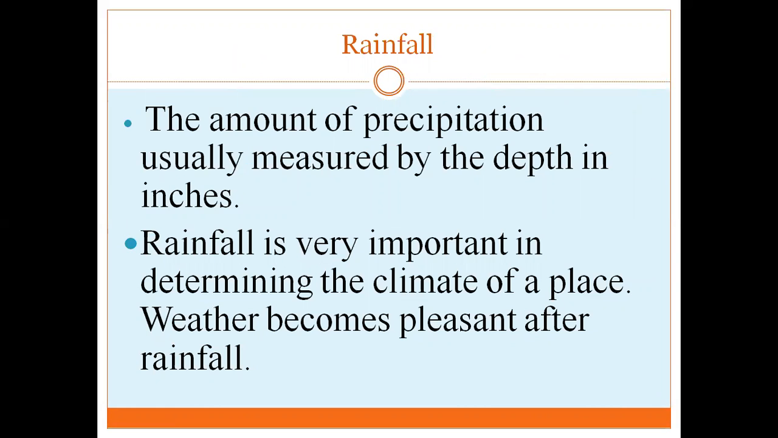Okay, what is another factor that affects the climate of a place? It's rainfall. Yes, rainfall. The temperature of a place changes significantly after rainfall. Just before the rain, it becomes hot, humid, and still, and becomes pleasant after the rainfall. So places on or near the equator experience this throughout the year, and the amount of precipitation is usually measured by the depth in inches. Rainfall is really an important factor in determining the climate of a place. And you all know that rainfall usually makes the weather pleasant.